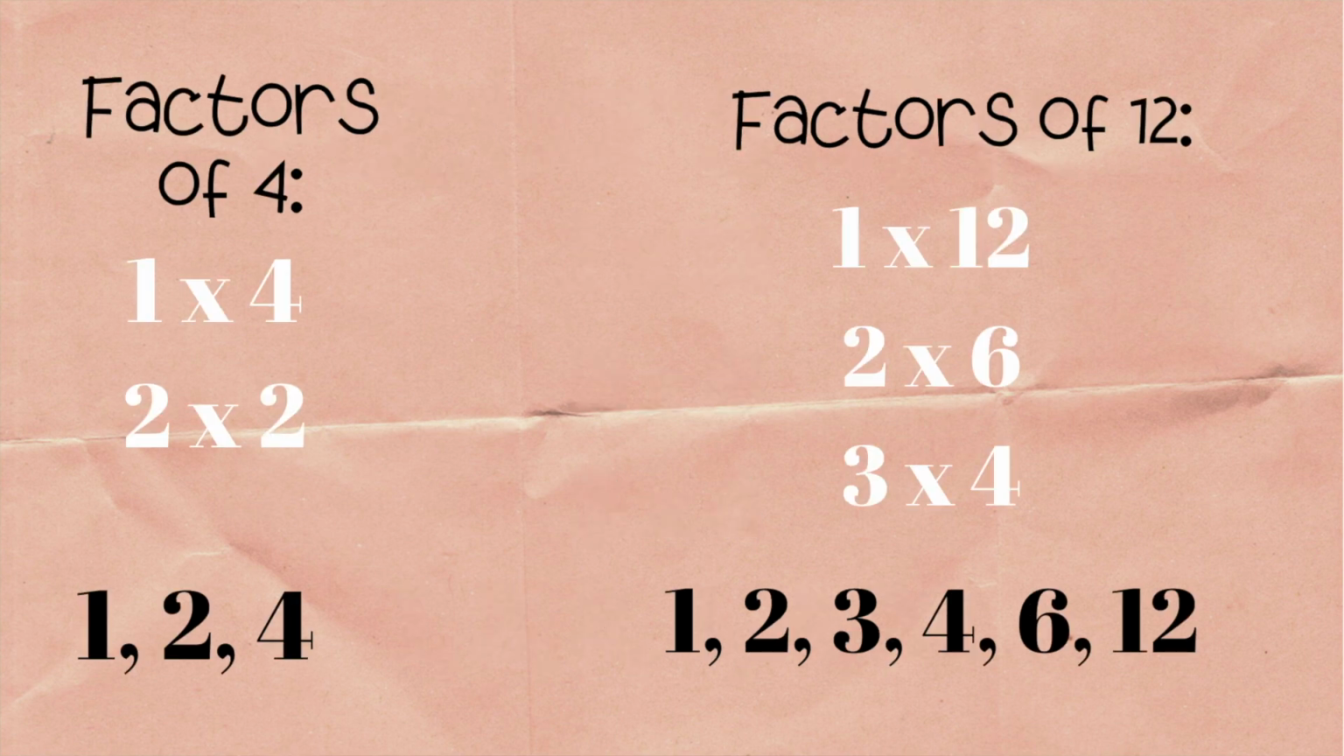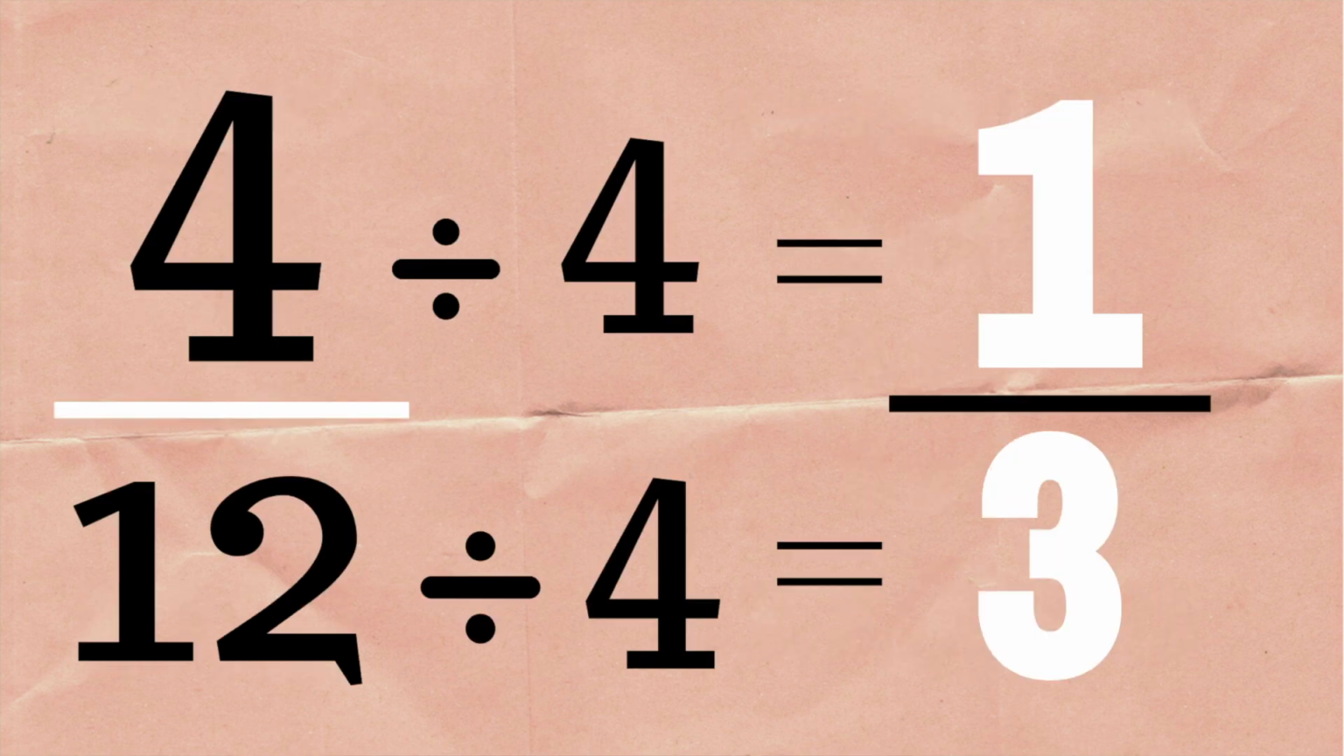Now that I have the factors for both of them, I want to find what is the greatest number they have in common. And by looking at my chart, I see that 4 is the number that they have in common. Once you find the greatest common factor, you are going to divide both the numerator and the denominator by that greatest common factor. So in this case it is 4.